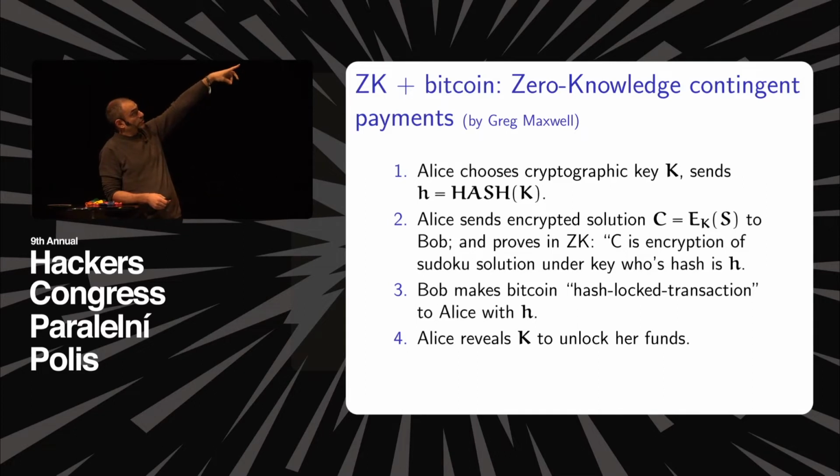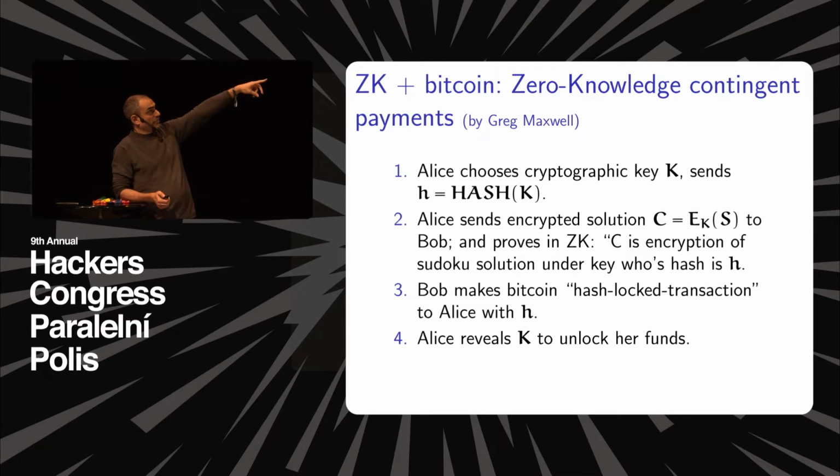So Alice will prove in zero knowledge that C is an encryption of the solution. Bob will only make this transaction after he has verified the zero knowledge proof. So when Bob is making this, he knows that this is an encryption of a valid solution to the Sudoku puzzle.